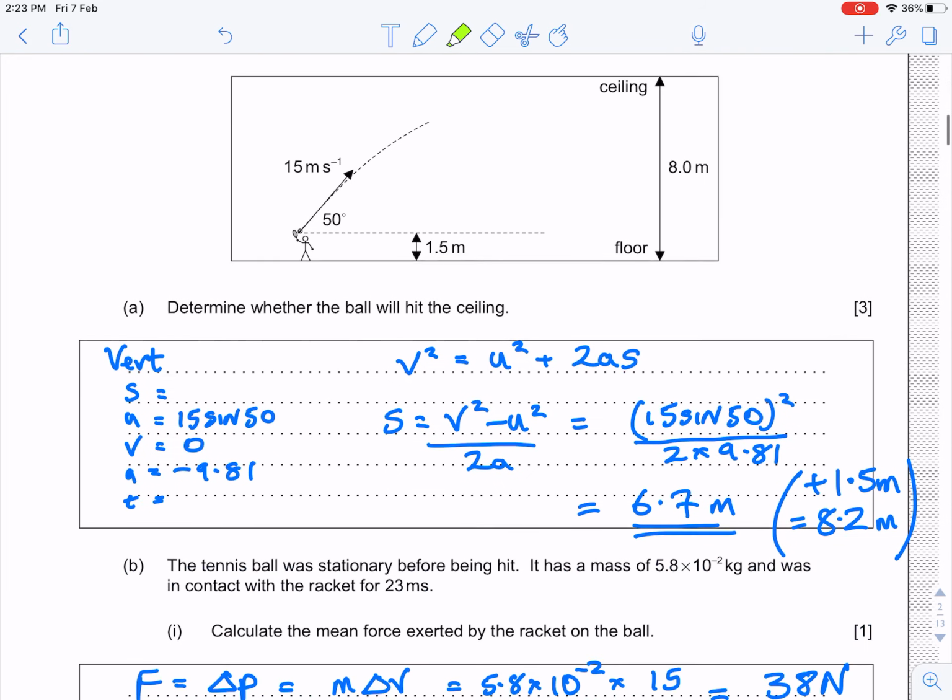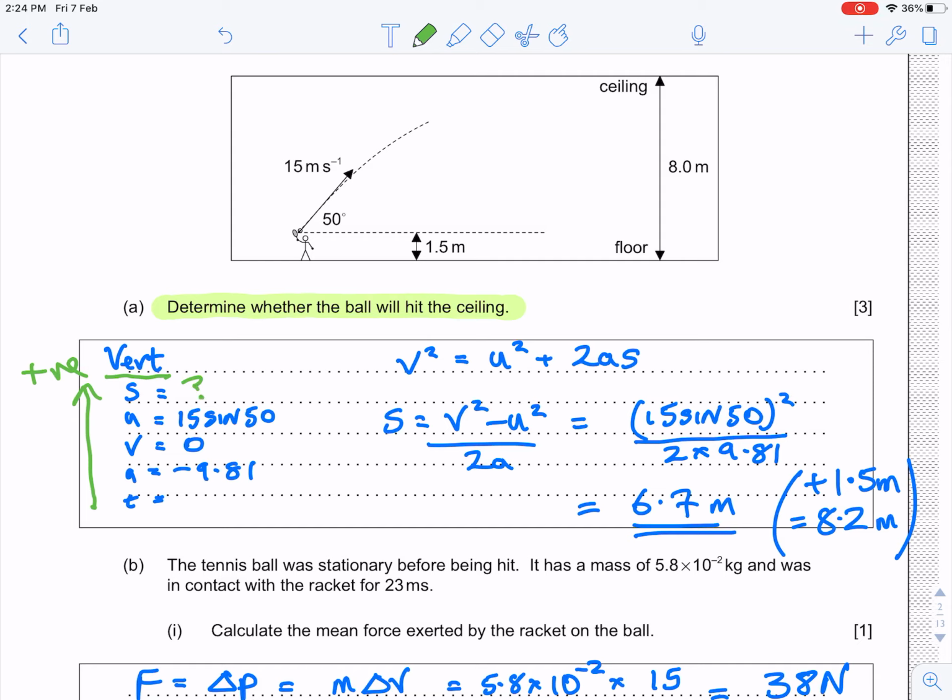So there's the diagram. And the question is, determine whether the ball will hit the ceiling. So we need to figure out how far the ball goes in a vertical direction. So this is obviously a SUVAT question. So I've written a SUVAT list for the vertical motion, and I'm just going to state that upwards is positive. So I need to calculate vertical displacement.